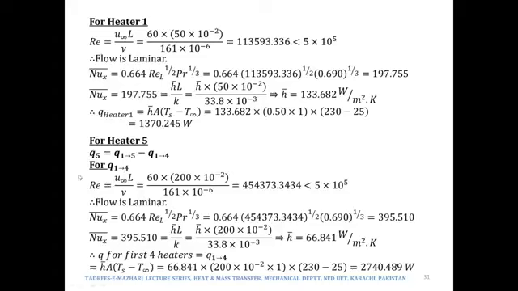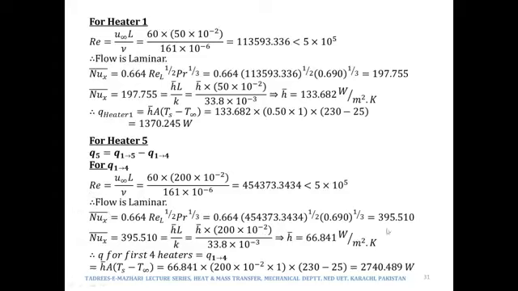Now for Q1 to 4, again we would be calculating the Reynolds number. Kindly note that the length would vary. For the first 4 heaters, the length would be 200 centimeters. So we get this value as 4.5 exponent 5, which is less than 5 exponent 5. Therefore the flow would be considered as laminar. So we will use this expression of average Nusselt number. Why? Because we are trying to evaluate the Q from the first whole 4 heaters. So therefore Nusselt number would be averaged Nusselt number, and heat transfer coefficient would be the average heat transfer coefficient over the first 4 heaters.